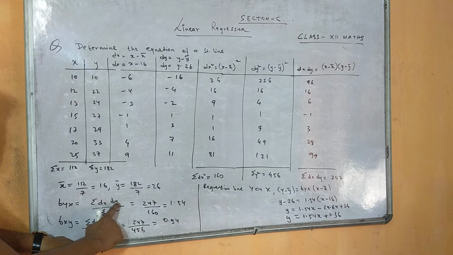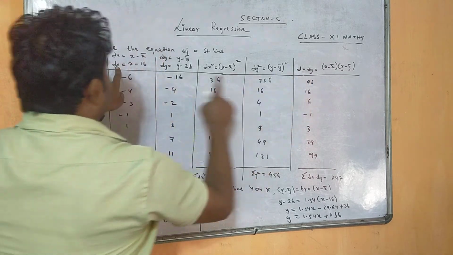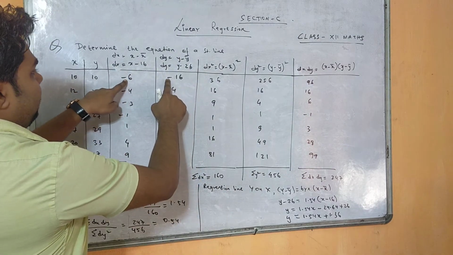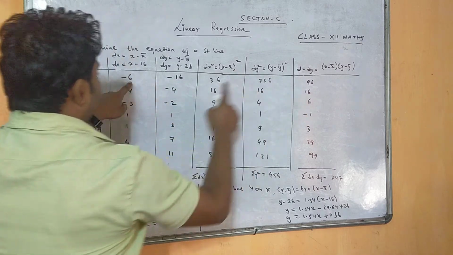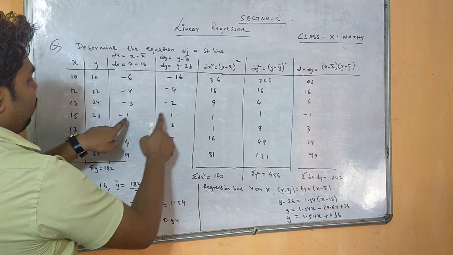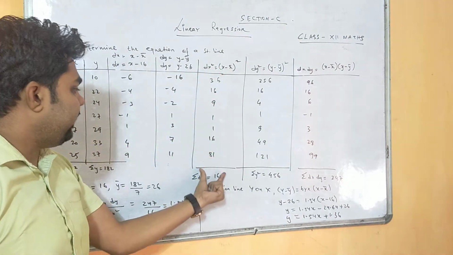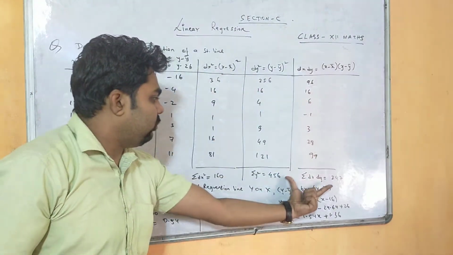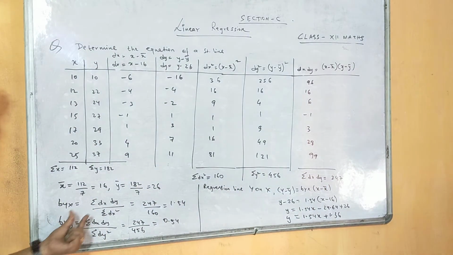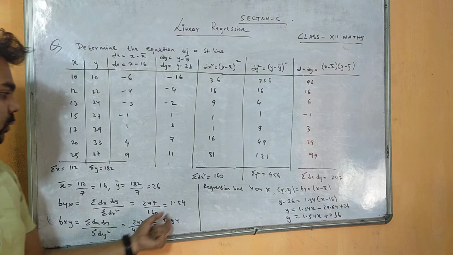What we need to find? dx into dy. So we made one more column, dx into dy. That means x minus x bar into y minus y bar. That means minus 6 into minus 16 is 96. Again 4 into 4 is 16. 3 into 2 is 6. So like this we have multiplied and we got dx dy. Now we'll be adding all dx square, dy square and dx into dy. So these values will be placing here in order to find byx and bxy. Okay, so after getting the values of byx and bxy, we'll put in the formula.